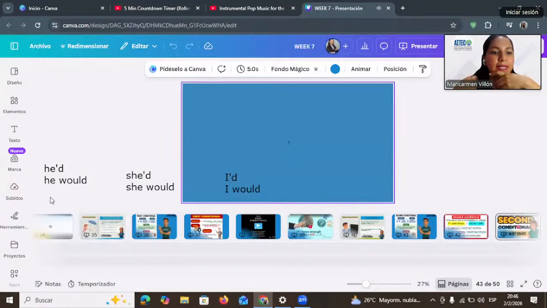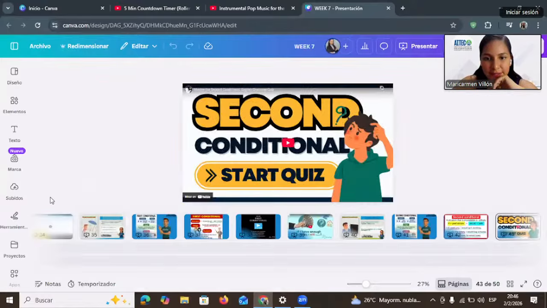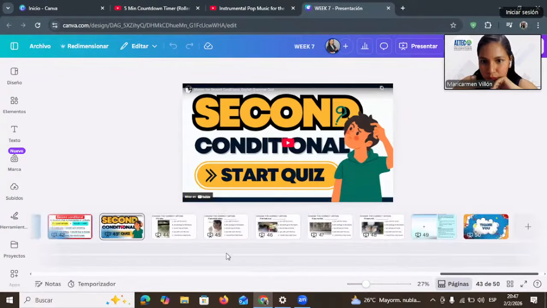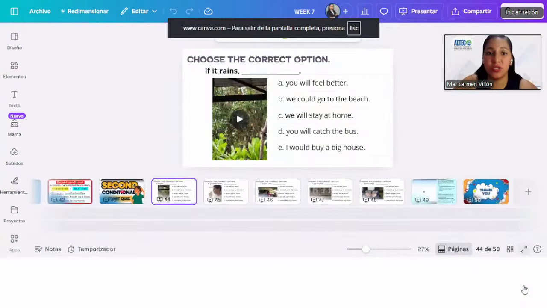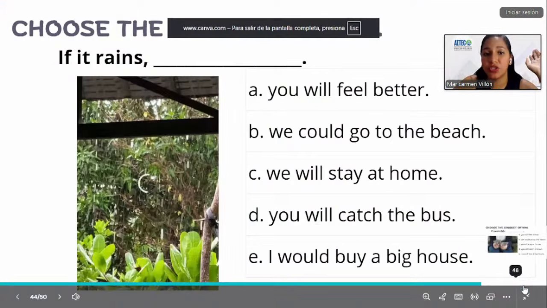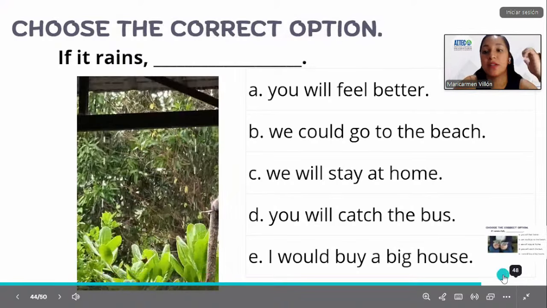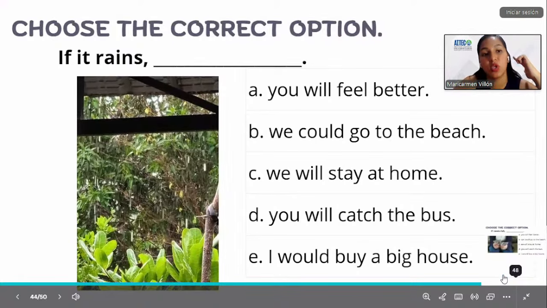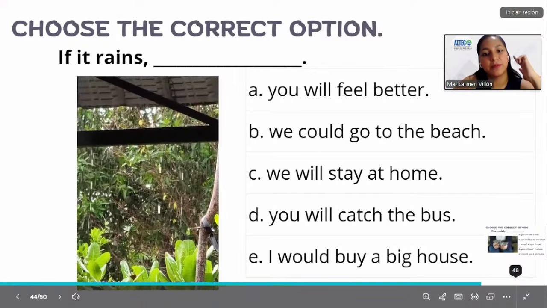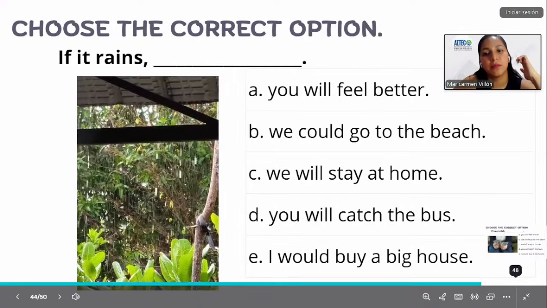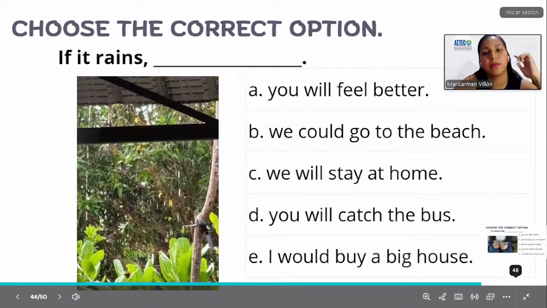Perfect. So let's see here with some exercises that I prepared for you. All right, look, we have here some conditions. You have to tell me what would be the result. For example, if it rains, what do you think? What would be the result if it rains?